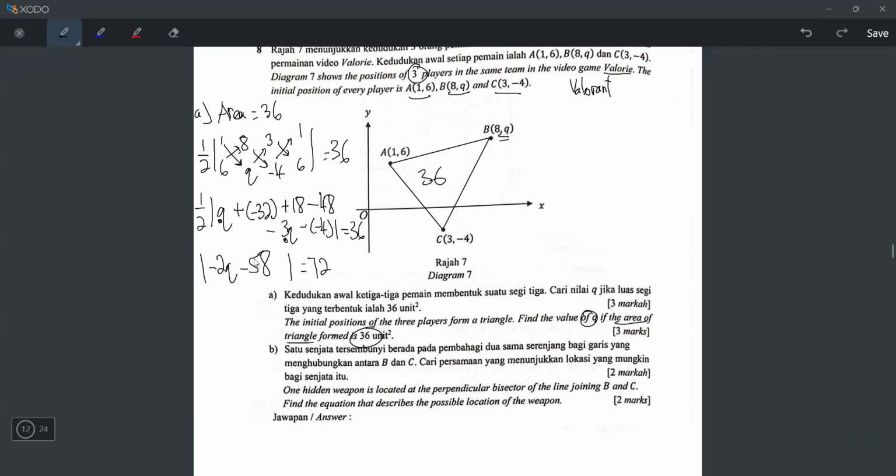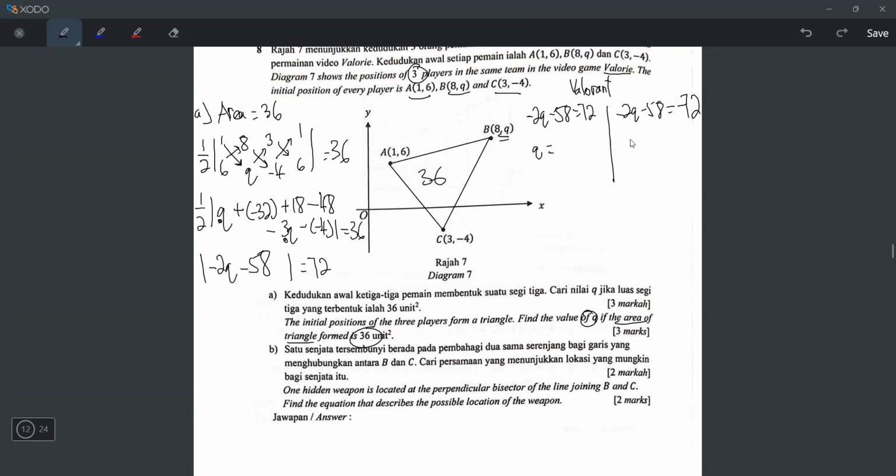How to solve? You cannot move 58, you cannot move 2 because the modulus is there. So you have to remove the modulus first. So what I will do is I'll write here, it will be negative 2Q minus 58 equals to 72. And then negative 2Q minus 58 equals to negative 72. Because when you remove the modulus, it will split into one plus, one minus.